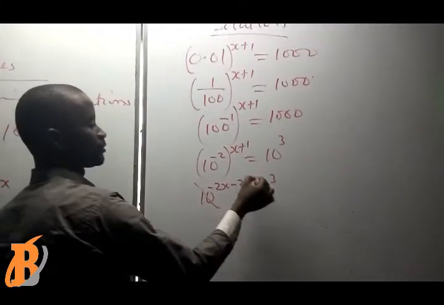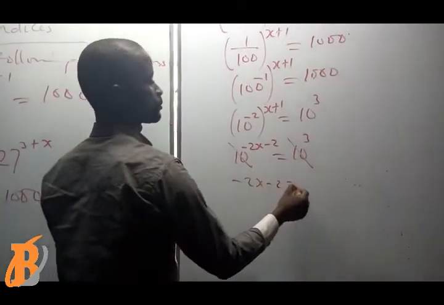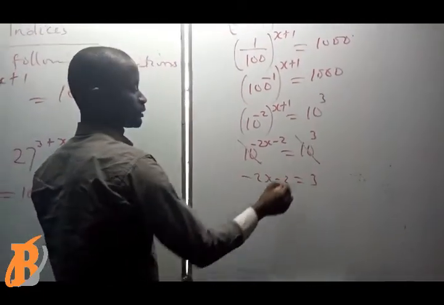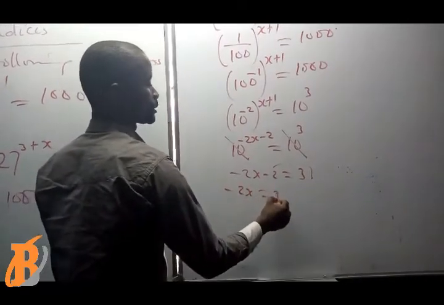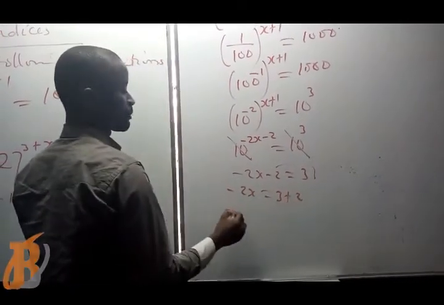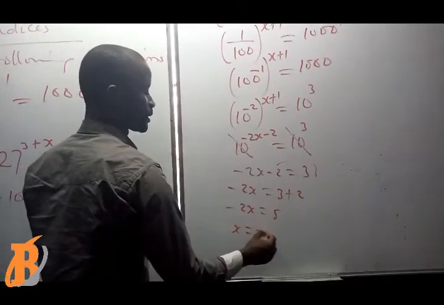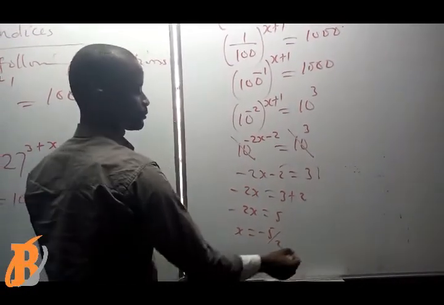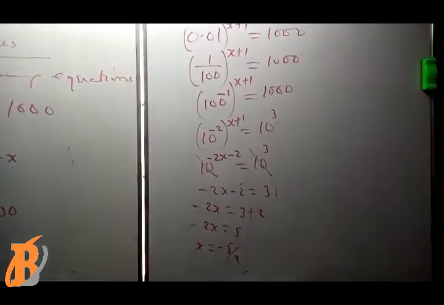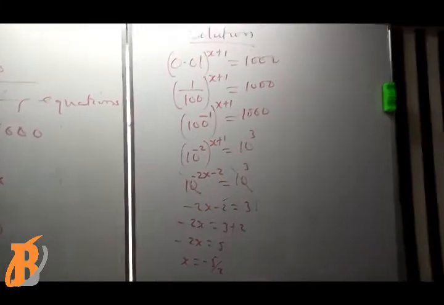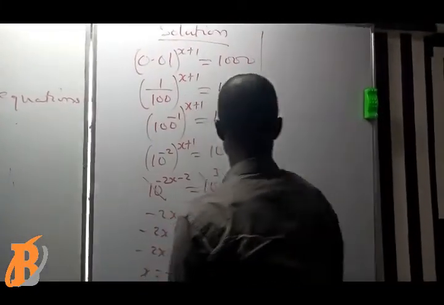Now this one will go with this. That is minus 2x minus 2 is equal to 3. Take this one to the other side. Minus 2x equal to 3 plus 2. The minus 2x now is equal to 5. x now is equal to minus 5 over 2. That's the first one. The second question is, that's question 2.